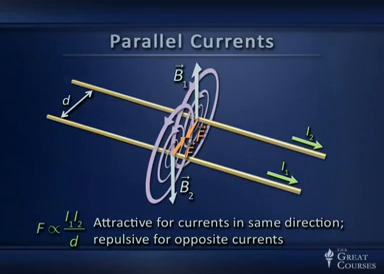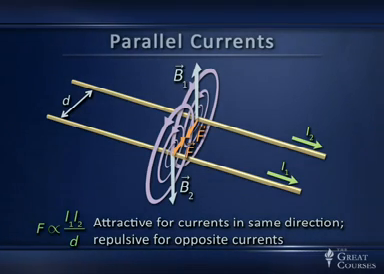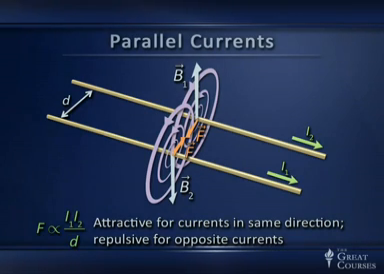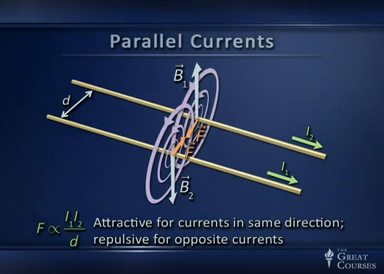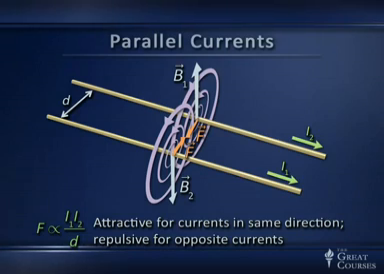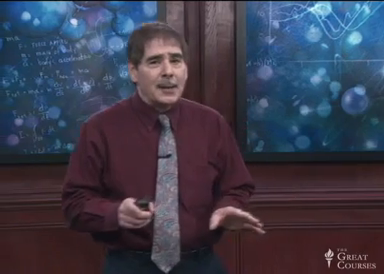That may sound counterintuitive because you think, oh, opposites attract and likes repel. Here's a case where likes, two currents in the same direction, attract. If I reversed one of those currents, clearly the direction of the force would reverse and the two wires would repel. So wires with currents in opposite directions repel.